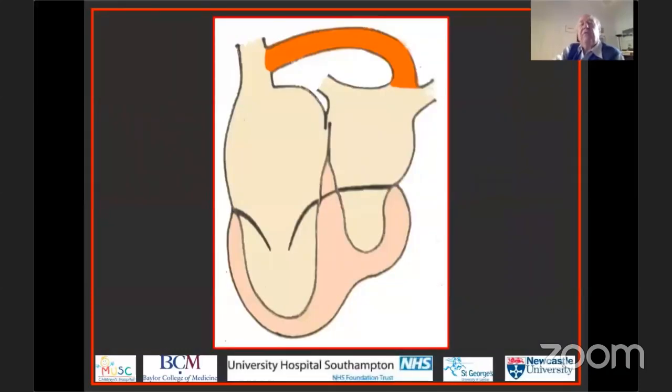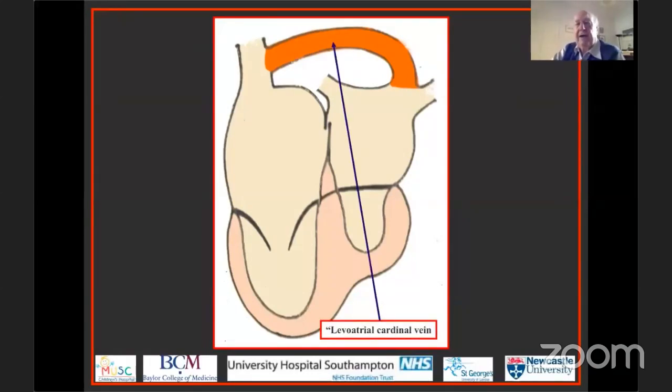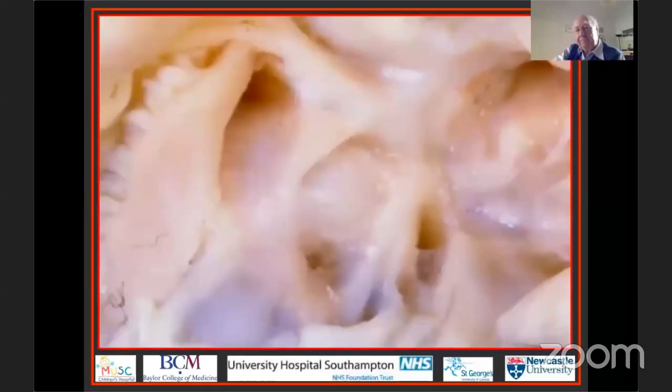You can also have the overflow provided by this very strange entity, a collateral venous channel that takes its origin from the roof of the left atrium, wends its way through the mediastinum, and terminates in the superior caval vein. And for better or worse, that is called the levoatrial cardinal vein, although it is neither levoatrial nor cardinal vein. But nobody's going to stop talking about it as that. So this is where it is and what it looks like.